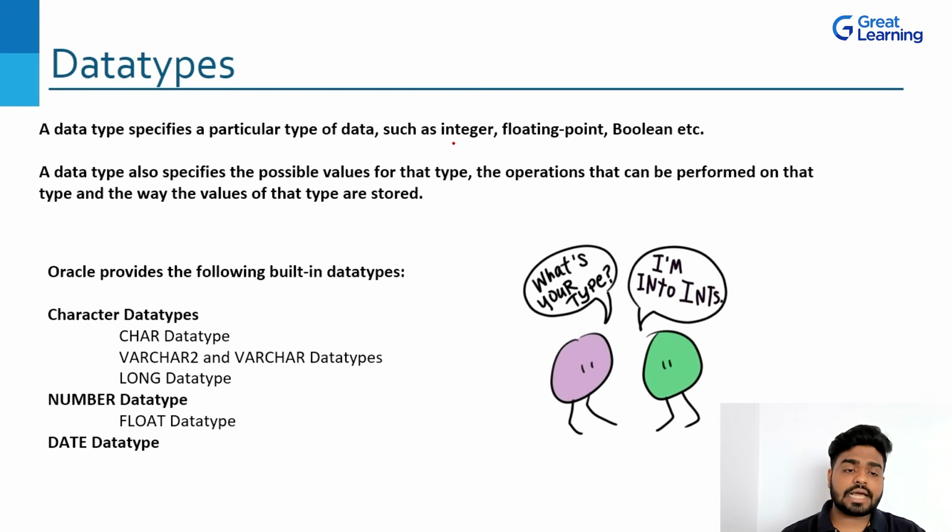Now if you look here, in character data type we have char, varchar2 and varchar, and then long. In number we have float, and in date we have the date data type. That's it. So these are some of the built-in data types which we have in SQL. Let's understand one by one what the different features are which they provide.